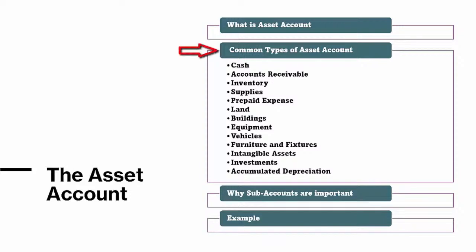Common types of asset accounts. Let's look at the main sub-accounts that fall under the asset account. Here's a list of the most common asset accounts you'll see in accounting. 1. Cash. This is money that the business has on hand in the bank or in petty cash. 2. Accounts receivable. This is money owed to the business by customers who bought goods or services on credit. It represents future cash that the business expects to receive.